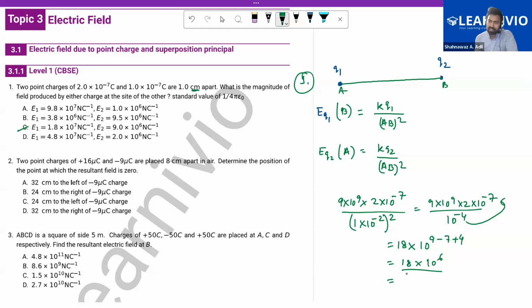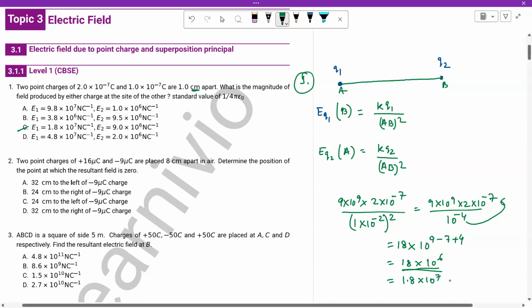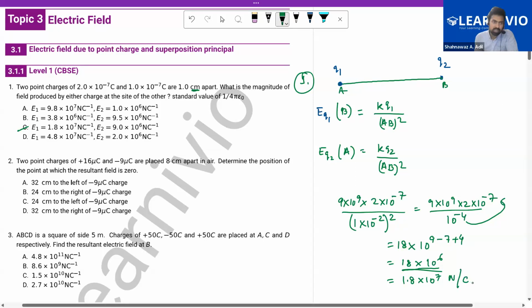Yes, this is 1.8. So if we write it as 1.8, then this will be 10 to the power, right? And that would be Newton per Coulomb, right? Force by charge. So yes, you are absolutely correct. Good.